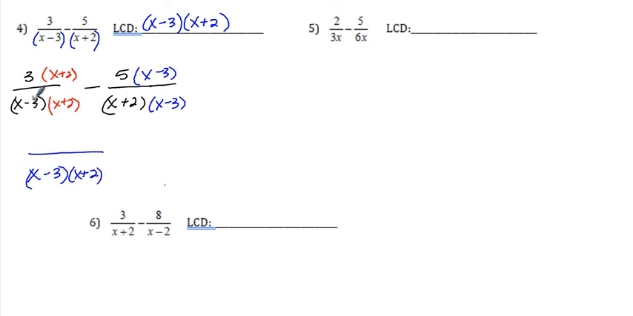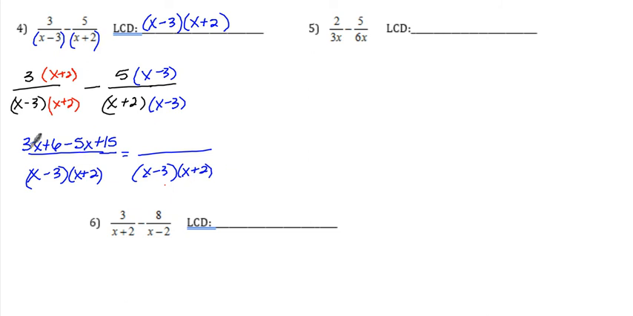Now let's look and see what we have at the top. Let's go ahead and distribute this 3, so 3x plus 6, and subtract this out, minus 5x plus 15 is our combined numerator. There's nothing left to do on this denominator, you're just dragging it along for the rest of the problem. So x minus 3, x plus 2 comes along for the ride for the rest of the problem.